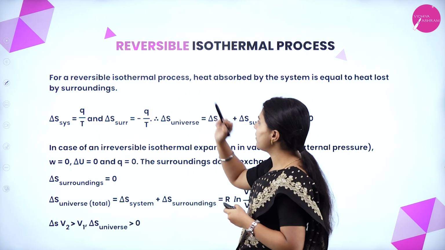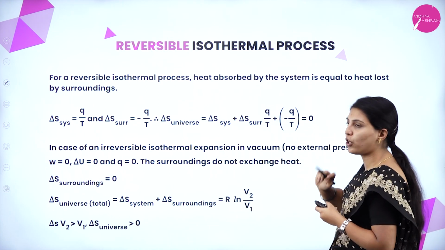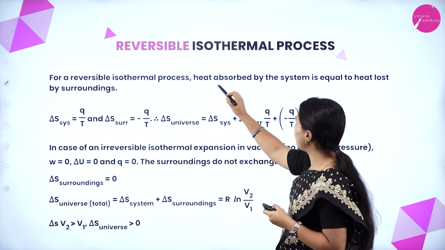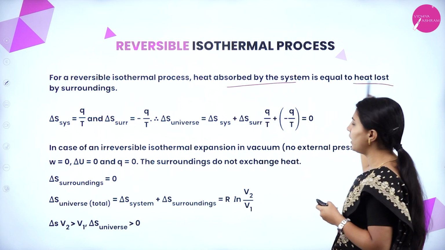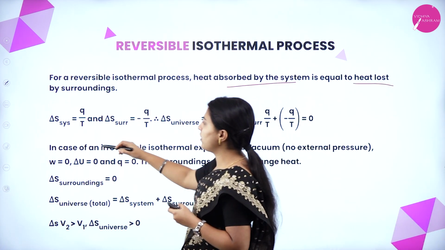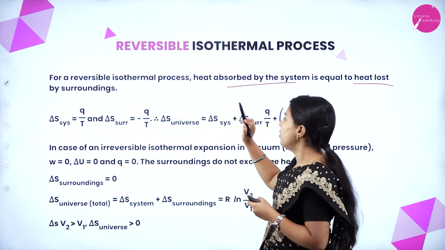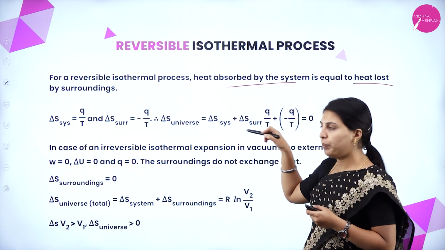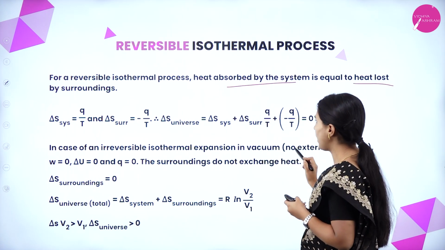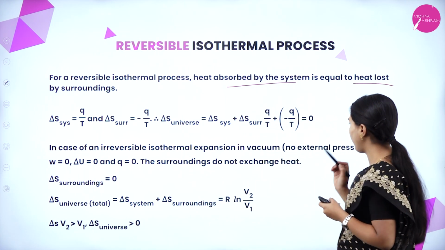Next, for a reversible isothermal process, the heat absorbed by the system is always equal to the heat lost by the surroundings. So, the entropy of the system is Q by T and the entropy of the surroundings is minus Q by T. So, the total entropy of the universe will be the entropy of the system plus the entropy of the surroundings.